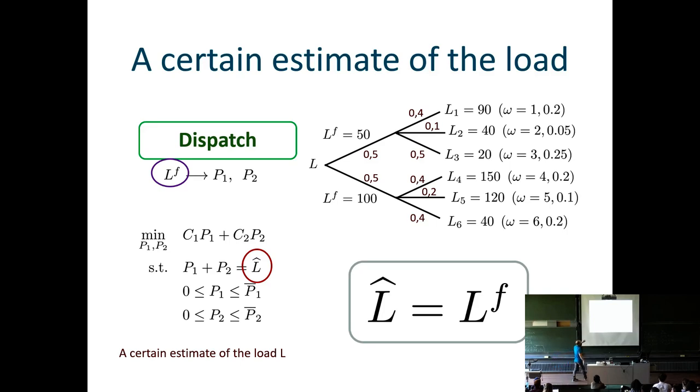But this is a certain estimate of the load, the most widely used estimate of the load. The conditional expectation is the more intuitive: if the forecast is 50, I put 50 there. If the forecast is 100, I put 100 there. That's what forecasters normally advocate for, which is why they try their best to produce very good forecasts. So let's see what happens if we use the forecast.